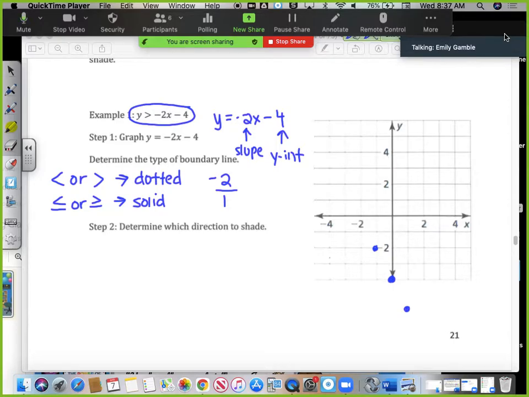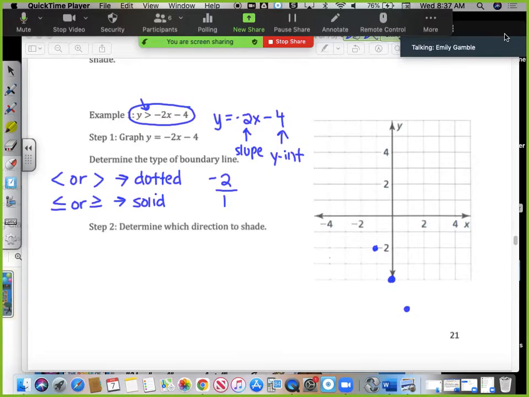Now, because the symbol is a greater than symbol, that means that none of the points on this actual line are solutions. Anything bigger than the line would be solutions. So what type of line would I need? A dotted or dashed or a solid line? Molly? Yes.